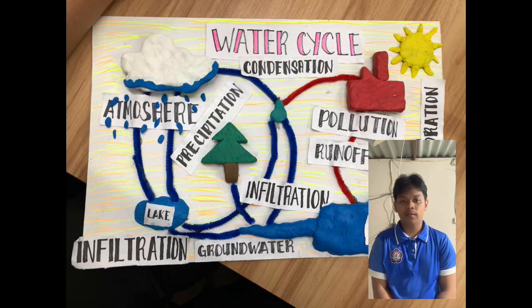To conclude, the water cycle is an important natural process that supports all life on Earth, but as we've shown, human activities can disturb this balance. That's why it's important to be aware of how we use water and how we impact the environment. Through this project, we realize that everything is connected and even small changes in our behavior can help protect the cycle.